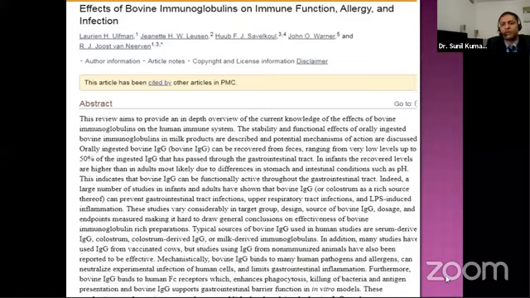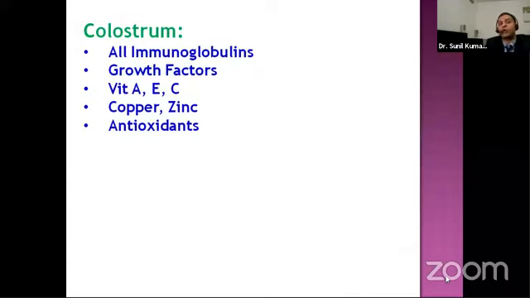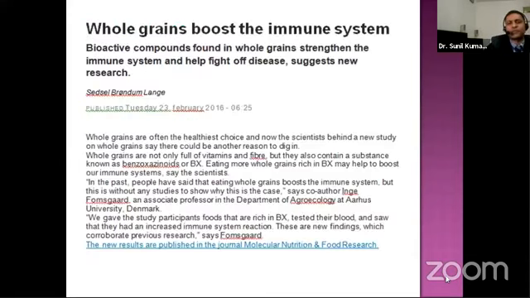Many communities boil that milk, and when it solidifies, they add sugar and use that. But I'm against that. It's better to drink the colostrum directly from the cow without cooking. And that has a tremendous effect on our immune functions as well. Colostrum has all the immunoglobulins, growth factors, vitamin A, copper, zinc, and antioxidants. So this can be another fantastic food. Then whole grains to boost immune functions.